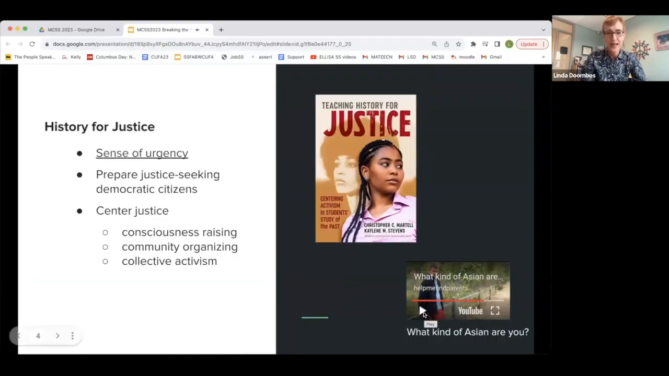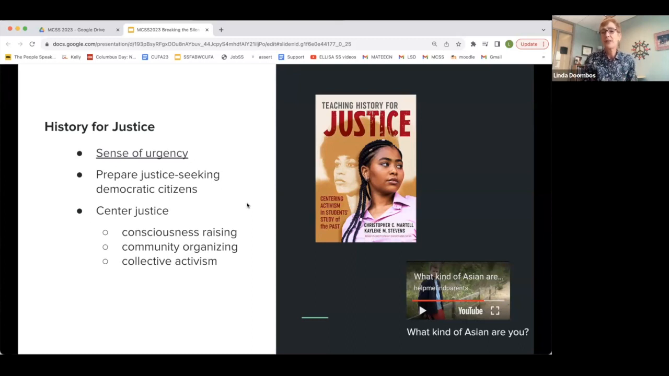There's so much to unpack there, but I think it does give us a sense of urgency for the work that we need to do to break down these stereotypes and many other things as we, especially in the classroom, because what we're trying to do is prepare justice-seeking democratic citizens. And to do that, we want to build in our students this sense of consciousness raising.